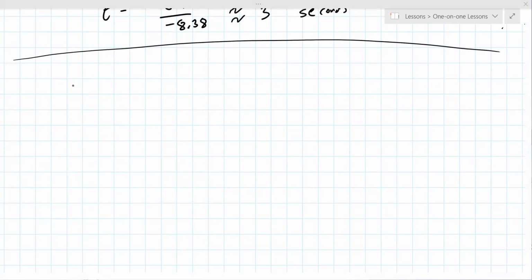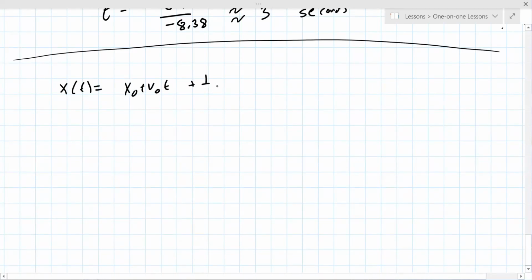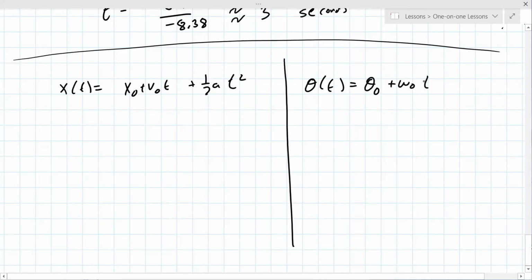So I should have said what we're doing now. You have x of t equals x naught plus v naught t plus 1/2 a t squared. The analogous equation here is theta of t equals theta 0 plus omega 0 t plus 1/2 alpha t squared. Then you've got v of t equals v0 plus a t, so here you've got omega of t equals omega 0 plus alpha t.